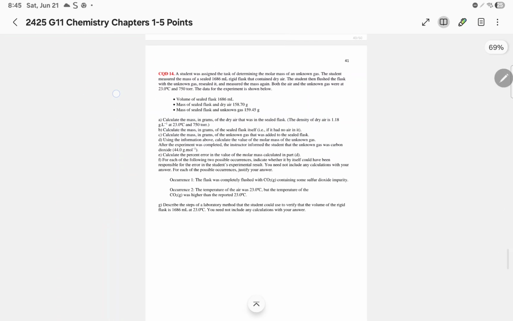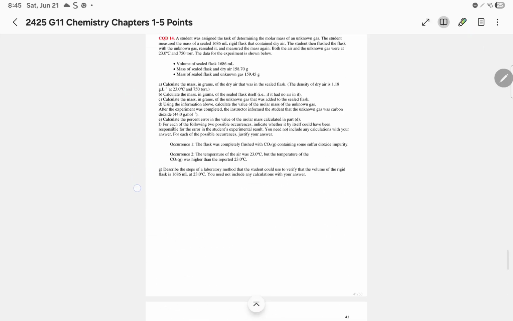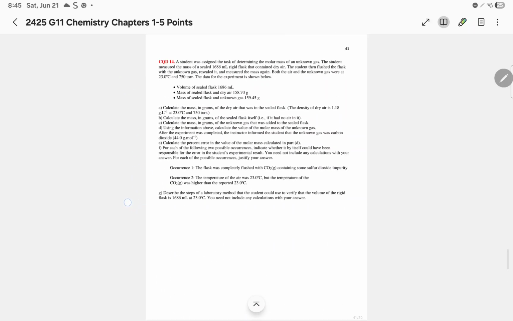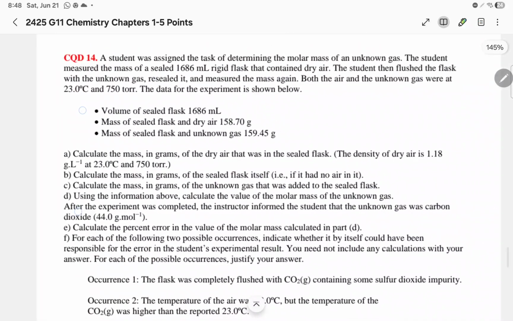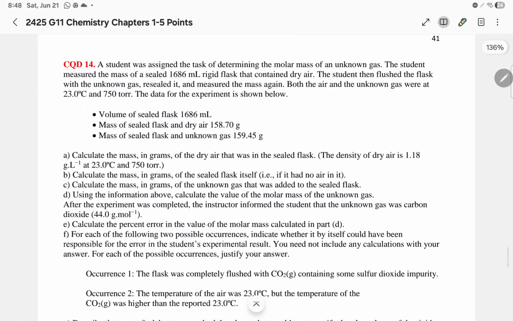And now we have a question, a very tall one. Anyways, let's see what it's about. Now the question says, a student was assigned the task of determining the molar mass of an unknown gas. The student measured the mass of a sealed 1686 milliliter rigid flask that contained dry air. The student then flushed the flask with an unknown gas, resealed it, and measured the mass again. Both the air and the unknown gas were at 23 degrees Celsius and 750 torr.